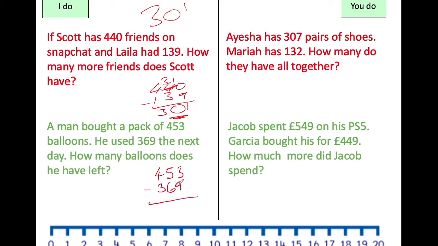The answer, so 3 take away 9 we can't do. Borrow 1 from the tens column, so that becomes a 4. Carry the 1 across. 13 take away 9 equals 4. 4 take away 6 we can't do, so we need to borrow 1 from the hundreds column. That becomes a 3. That becomes 14. 14 take away 6 is going to be 8. 3 take away 3 is going to be 0, so the answer should be 84.